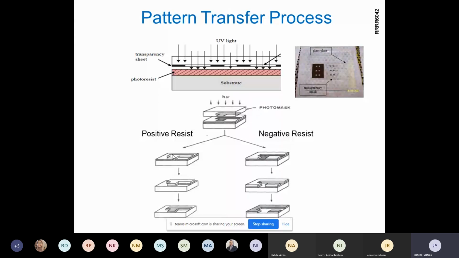The photolithography system actually consists of UV exposure, the transparent mask, the photoresist, and also the substrate. We can see here the light goes through the mask, so it can attack the photoresist and later create the pattern here.